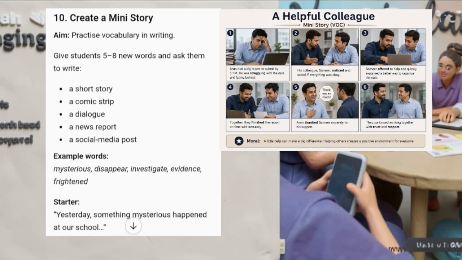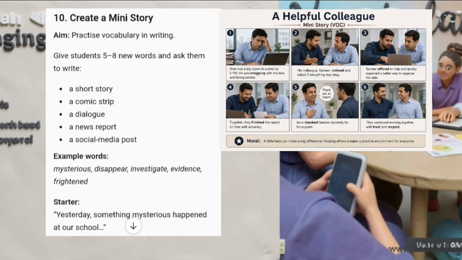An activity is called Create a Mini Story. It aims to practice vocabulary writing. Give students 5 to 8 words and ask them to write a story, a comic strip, dialogue, news report, or a social media post, using words like mysterious, disappear, investigate, evidence, frighten. The starter says, yesterday something mysterious happened at our school.